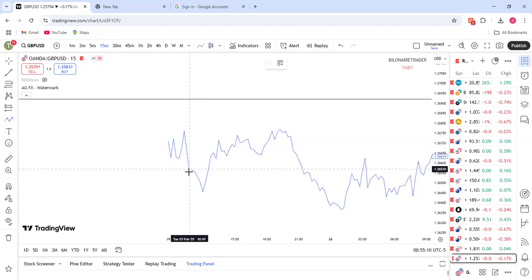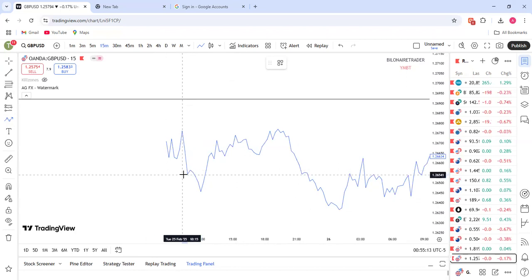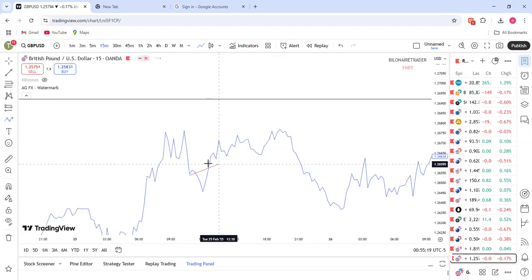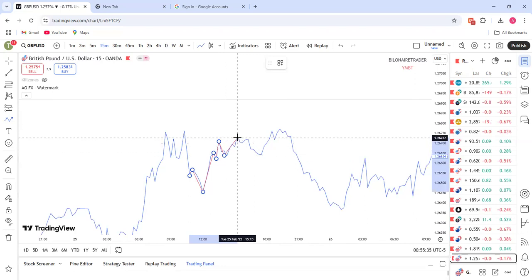We have this low, we have this low. And we have this low, this high, and then we have this, what? A lower low, which is a sweep and then a break. Higher high, higher low, higher high, higher low, higher high. Right?